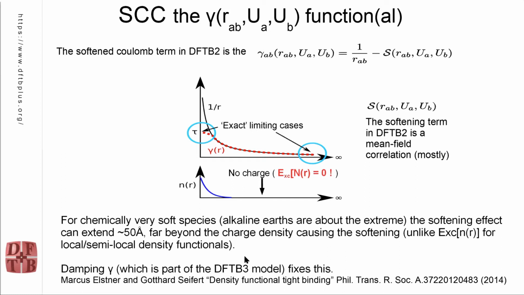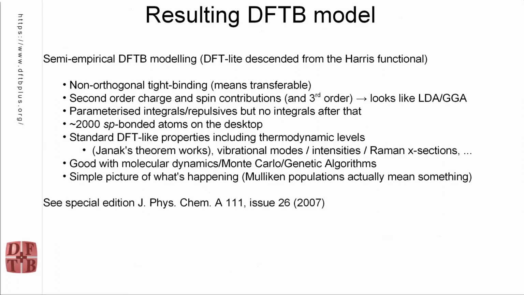It's got a nice review of this from about 6 years ago that talks about some of the history there. And Marcus Elsner, who was name checked there, has pushed a lot of that development. Okay, right. So the resulting model is sometimes referred to as DFT light, because you can also view this as descended from the non-self-consistent Harris density functional. And you get a non-orthogonal tight binding model, which is pretty transferable.